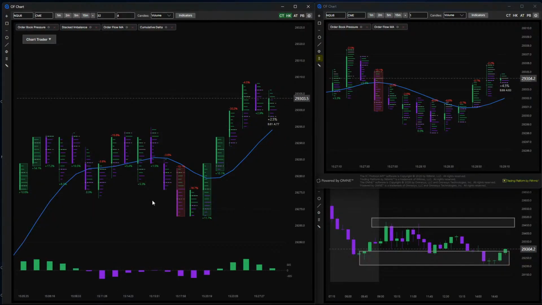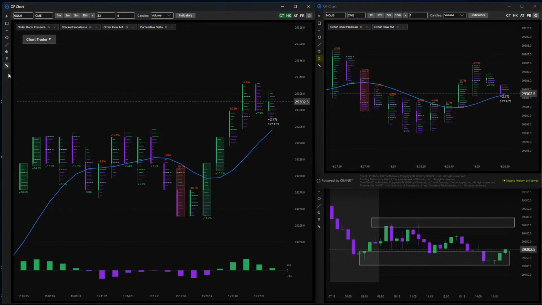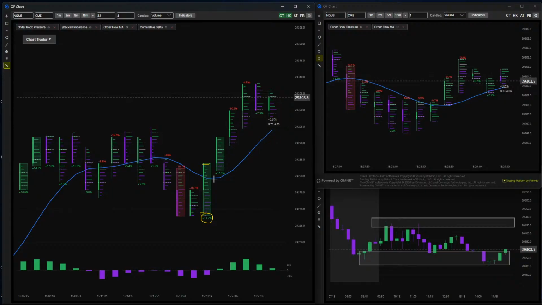Look at this. 11%. Look at the delta starting to move up. We closed above. We got a nice little shaded area right there.